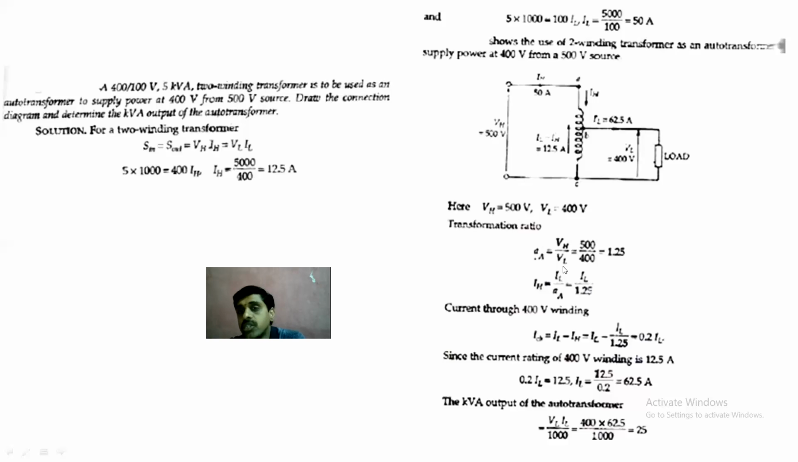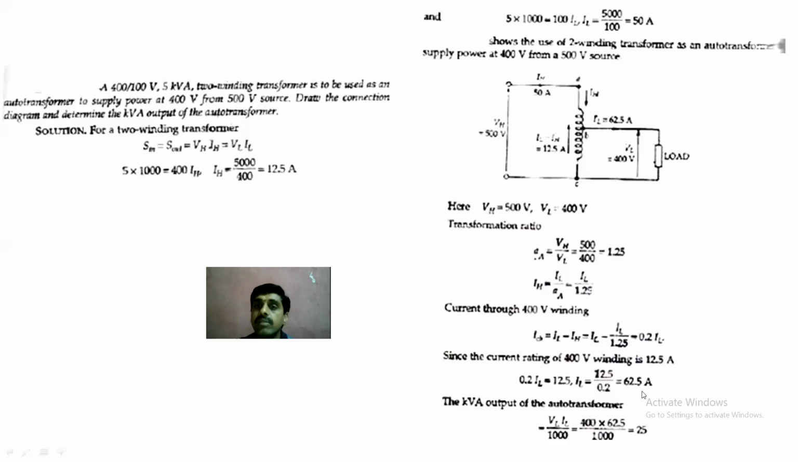You get the transformation ratio as VH by VL, that means V1 by V2, that is 1.25. IH is equal to IL by A, so you will get the IH value, that means IL by 1.25. So what is the current through the 400 volts winding if it is an auto transformer? That is IL minus IH. You write IH in terms of IL, so you will get a formula in terms of IL like this. Since the current rating on the 400 volt winding is 12.5, equate that and you will get the IL value.